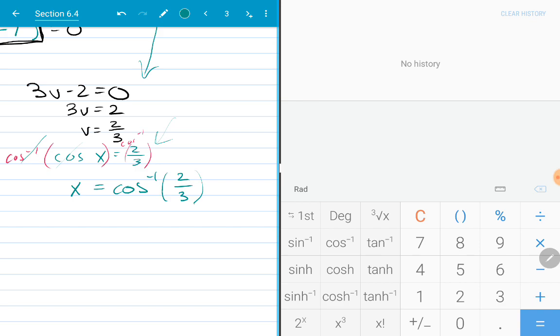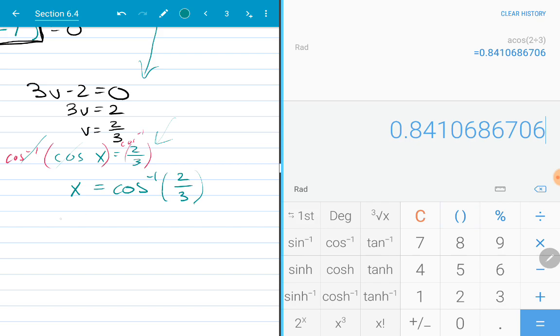So cosine inverse of 2/3. I want to make sure I'm in radians, so see the radians right here. I'm in radians. And I want cosine inverse, so toggle this till you get cosine inverse of 2 divided by 3, close your parentheses, and we get that one possibility of x is 0.8411. Our directions say to round to the nearest 4 decimal places, so that rounds to 0.8411.